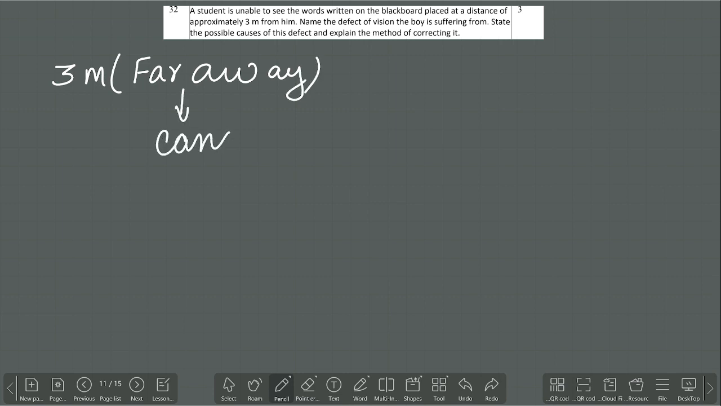So next, question number 32. A student is unable to see the words written on the blackboard placed at a distance of approximately 3 meter from him. So 3 meter, for that person, this object is considered as far away. That means he cannot see far away objects. If he cannot see far away objects, that student is suffering from the defect called myopia.